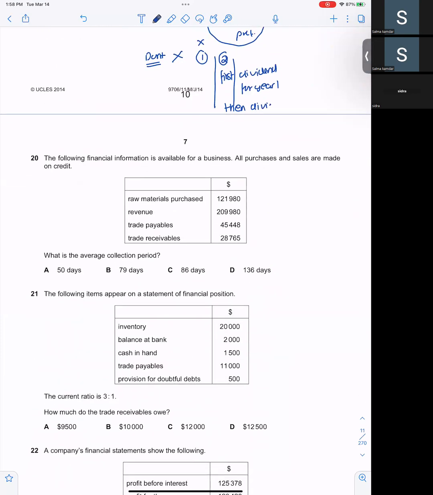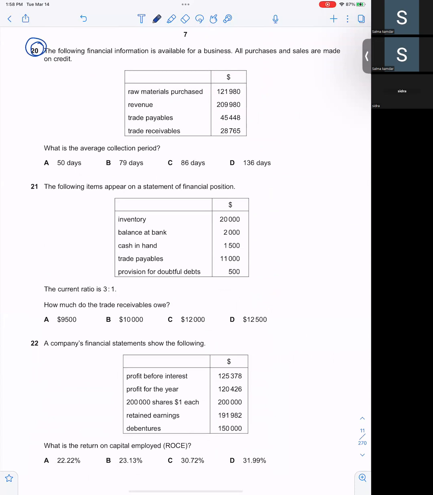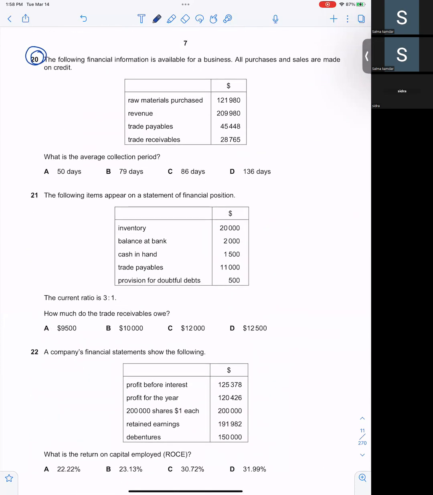Come on, 20th. The following financial information is available for the business. All purchases and sales are made on credit. Calculate the average collection period. So you'll have to find the formula for average collection period. Trade receivable upon credit sales into 365. This would be the trade receivable turnover ratio. First you find that and tell me.